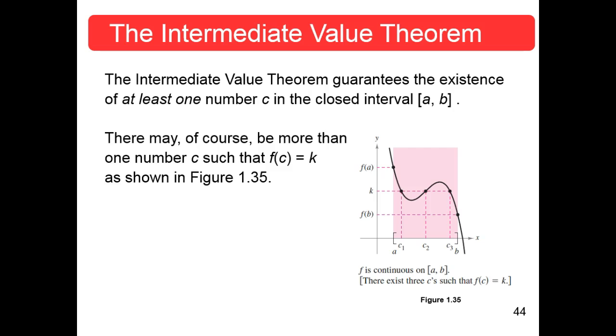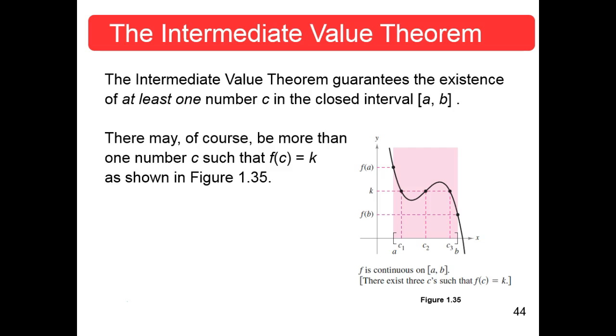The intermediate value theorem guarantees the existence of at least one number C on the closed interval A to B. That sentence doesn't really make a lot of sense. I mean, it's certainly true, but what? There may, of course, be more than one number C. So, yeah, I've already said that. I think they left something out here. They left out for any value K, or whatever they said. They just left that out with that sentence. There may, of course, be more than one number C, such that F of C is equal to K.